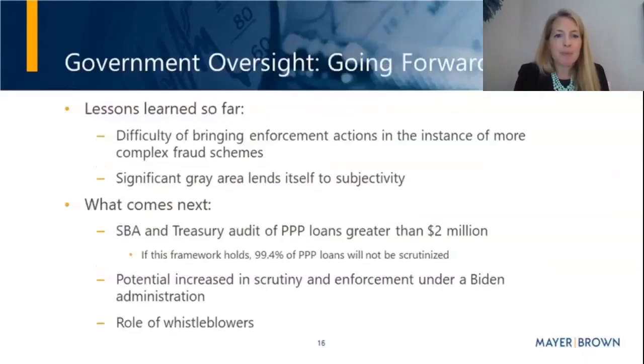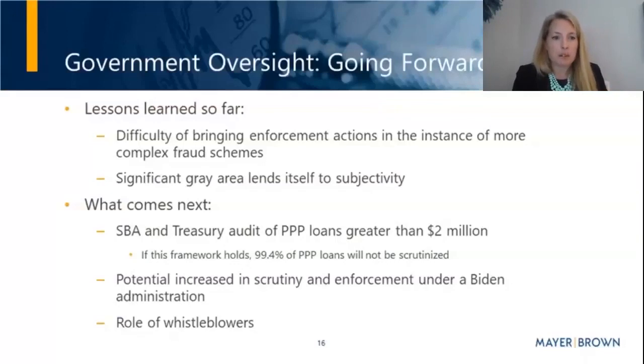So, what have we learned? As predicted, when the PPP program was rolled out, there was a substantial amount of fraud, which is already being vigorously pursued by federal law enforcement. They've gone after the low-hanging fruit, but I think now they're turning that lens to these more complex cases. But in bringing those more complex cases, I think there could be issues with gray areas and subjectivity in making prosecutorial decisions about which cases to pursue.